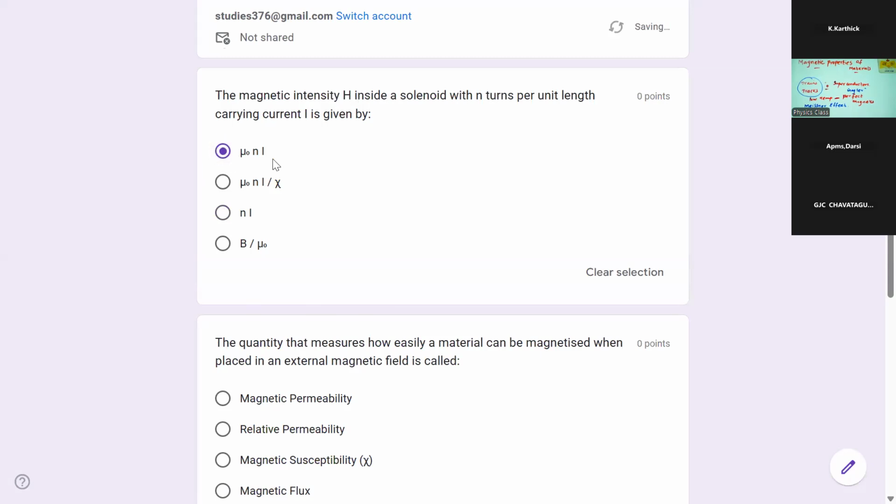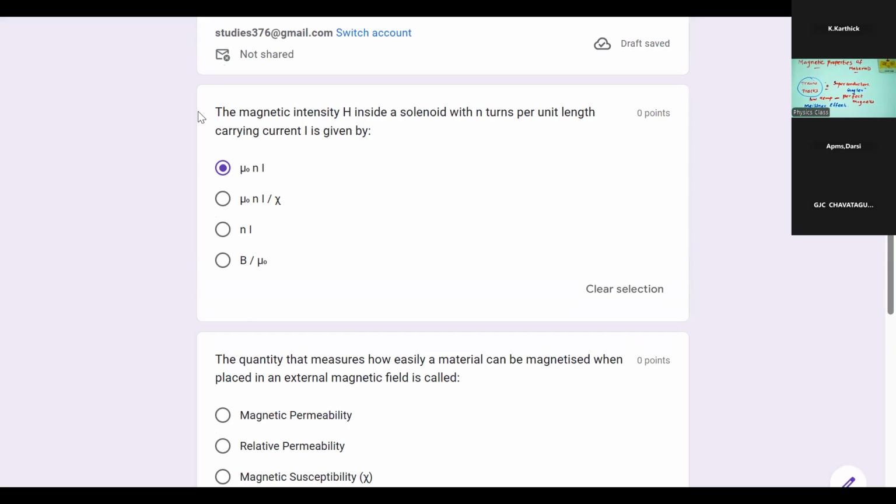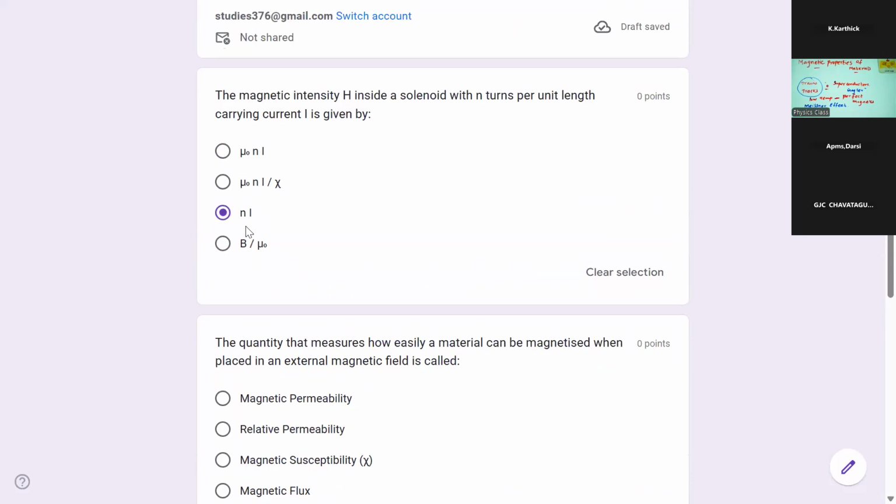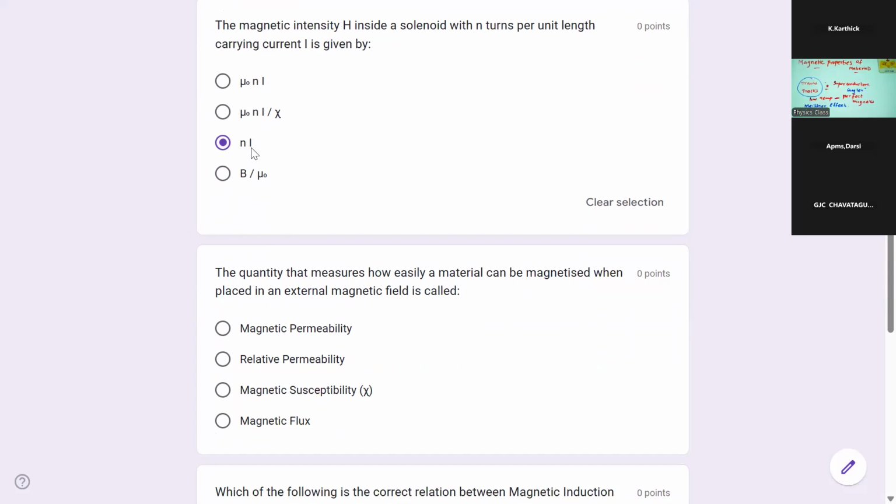Which one is correct? Option A, mu naught nI. Option B, mu naught nI by psi. Option C, n into I. Option D, B by mu naught. Which one is correct? Any students? Magnetic intensity H equals n into I. Yes, option C is the correct answer: number of turns into current. Okay, good.